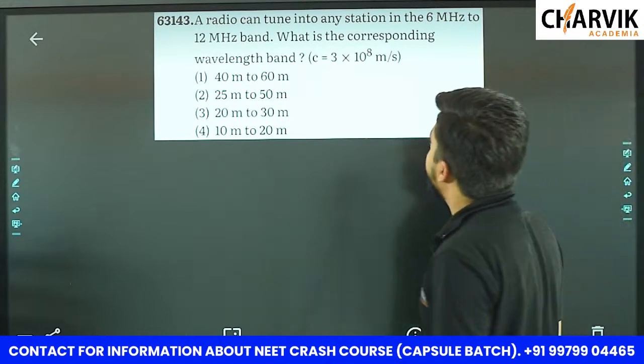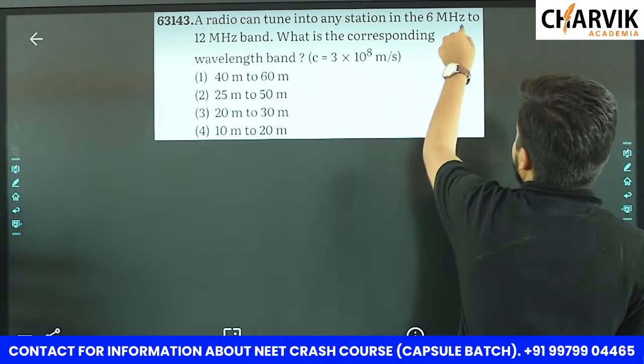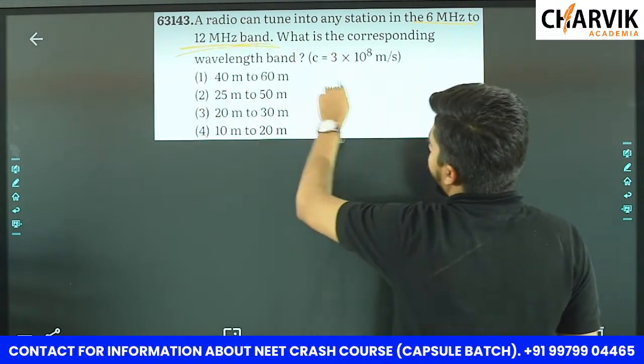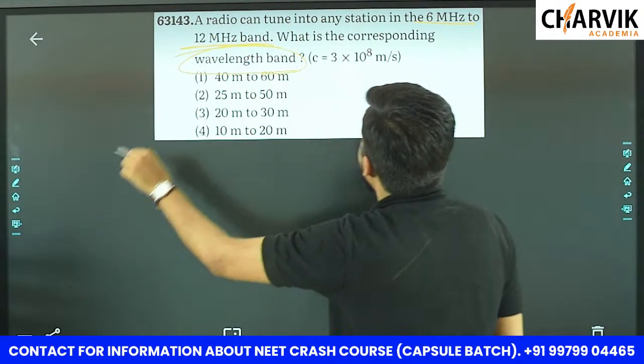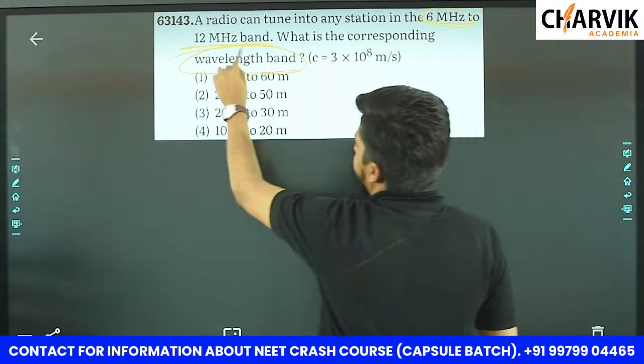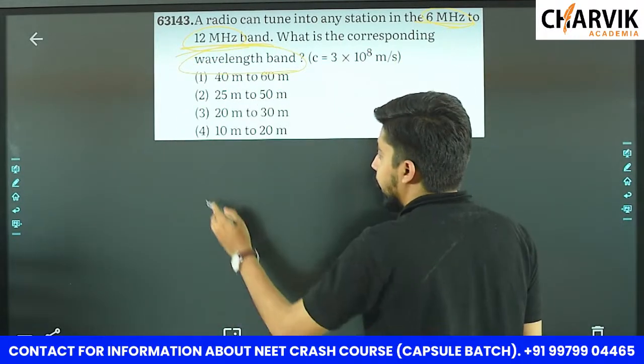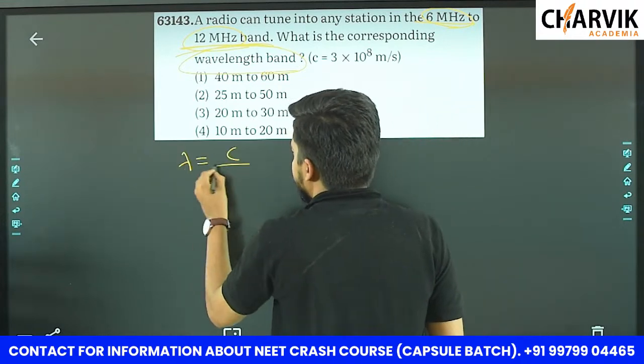A radio can tune into any station in 6 megahertz to 12 megahertz of the band. What is the corresponding wavelength band? What is given? Frequency is given, and what you need to find is the wavelength band. How are they connected to each other? Wavelength is equal to C upon F.